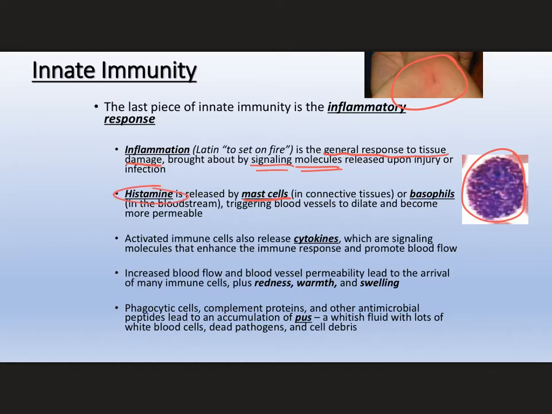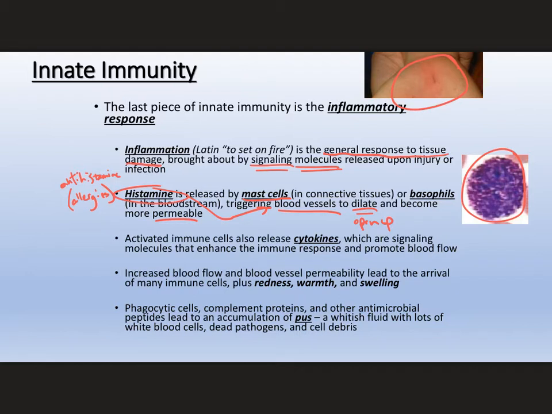Now, if that sounds familiar to you, it's probably because you've heard of antihistamine drugs, which are given for allergies, and we'll come back to that later. But basically, these cells detect tissue damage and release histamine. This histamine is a signaling molecule, which binds with blood vessels and causes them to dilate or open up, and it causes more permeable blood vessels. So cells can basically get in and out of your bloodstream.